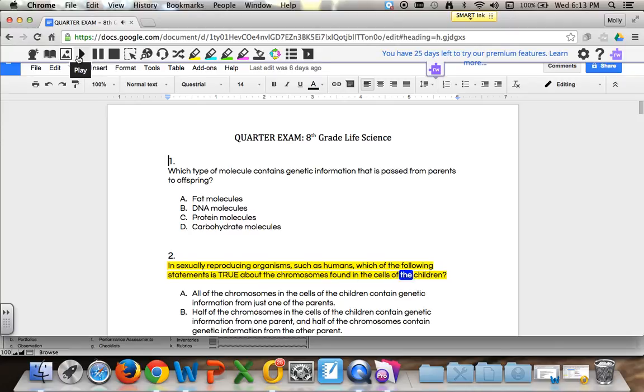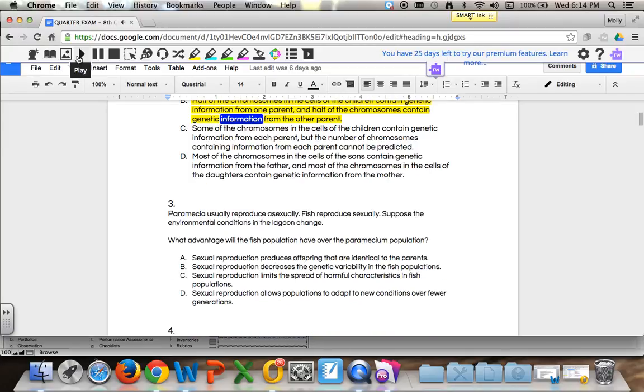2. In sexually reproducing organisms, such as humans, which of the following statements is true about the chromosomes found in the cells of the children? A. All of the chromosomes in the cells of the children contain genetic information from just one of the parents. B. Half of the chromosomes in the cells of the children contain genetic information from one parent, and half of the chromosomes contain genetic information from the other parent.